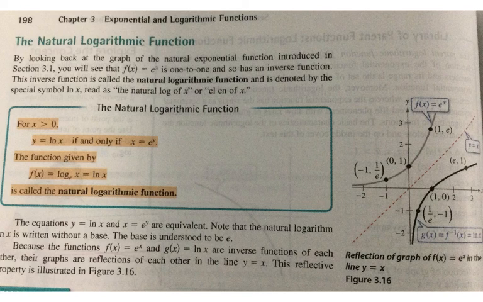Why do we call it the natural log? Because e is the natural number. So we're doing a log base the natural number. Log base e, we call it a natural log. Right? So those are just used interchangeably. So again, this is a natural logarithm.